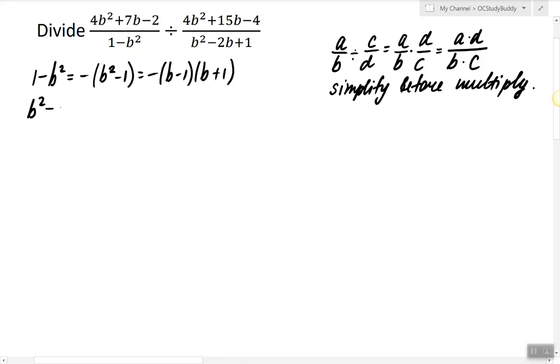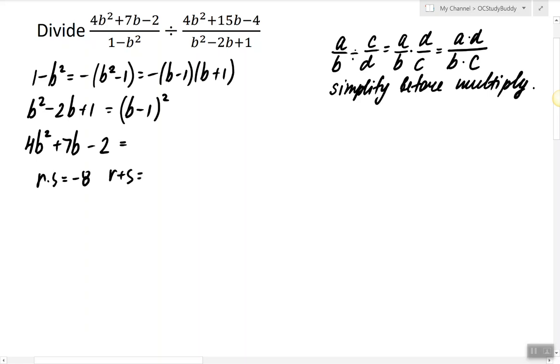Let's factor b squared minus 2b plus 1. That's the square of the difference, so it's just (b minus 1) squared. Let's factor 4b squared plus 7b minus 2. In order to factor this one, I'm going to look for two numbers whose product is negative 8 and the sum is 7. So two such numbers are 8 and negative 1.